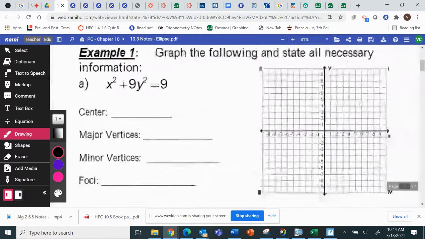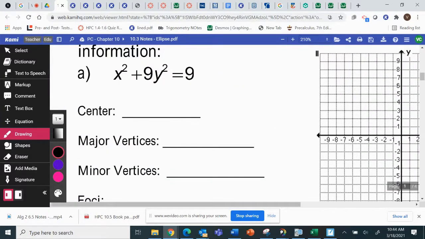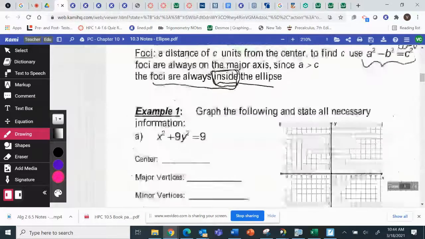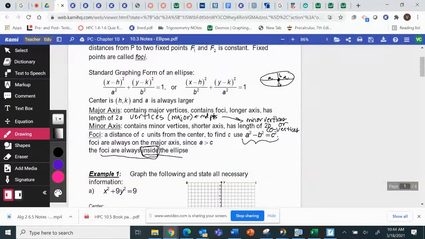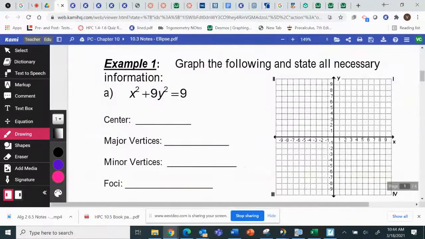So if you do not have the correct format, you can't start finding this information. So the first thing I'm going to do is put this in the correct format. To make it equal 1, I've got two choices. I could either subtract 8 or divide by 9. When we look at this equation up here, there's division in it. So I'm going to divide everything by 9.